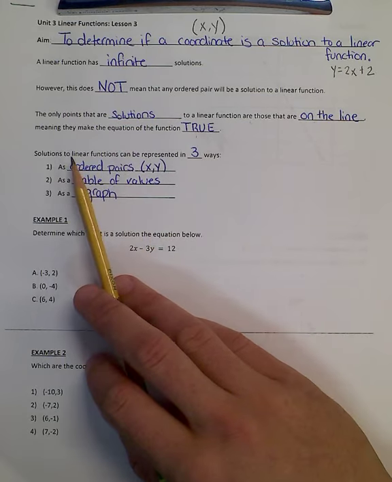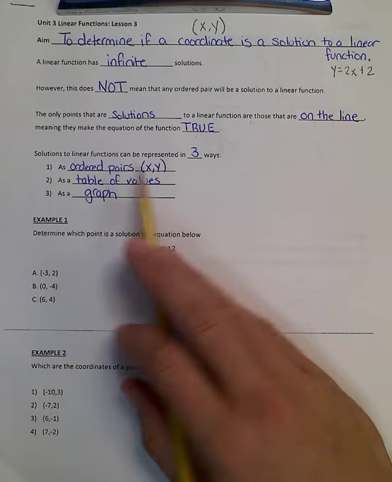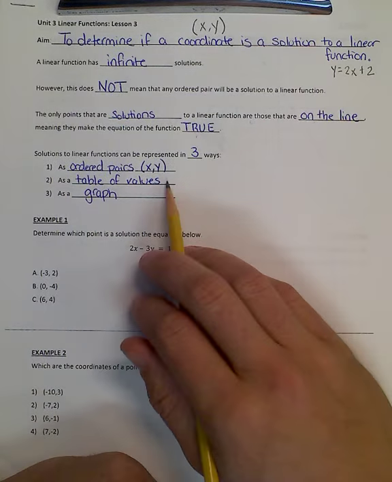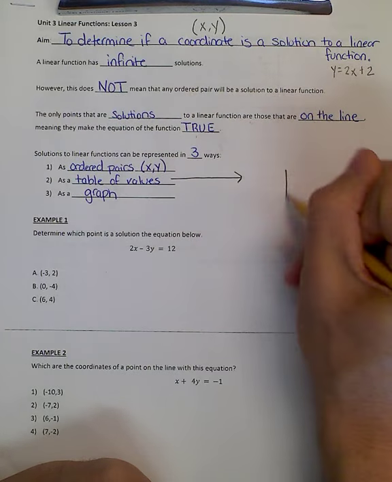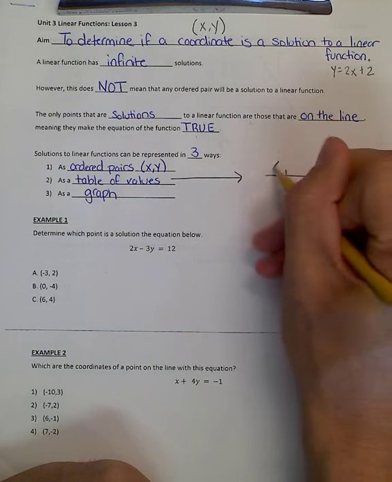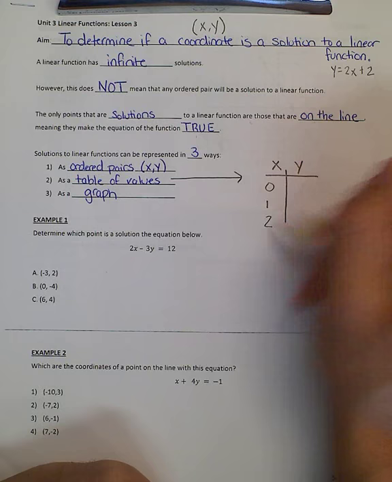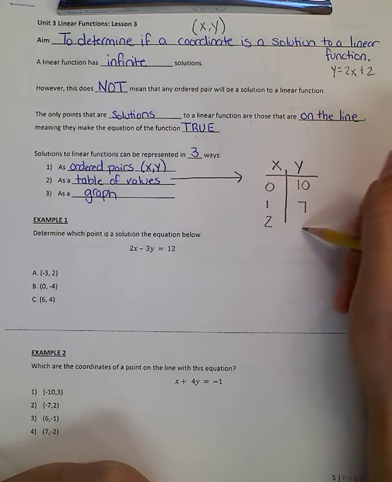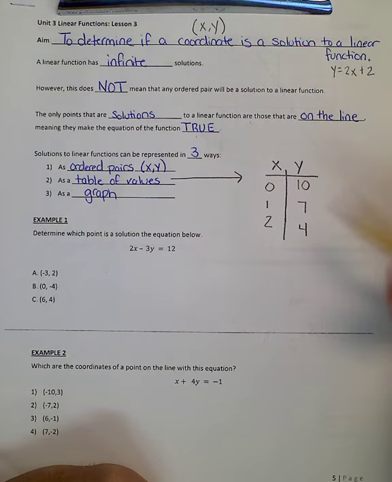Reminder, solutions to linear functions can be represented in three ways: as ordered pairs, x comma y, as a table of values. So what that might look like is an input-output table, like 0, 1, 2, and then on the output, 10, 7, 4. These would be all answers to a linear function.